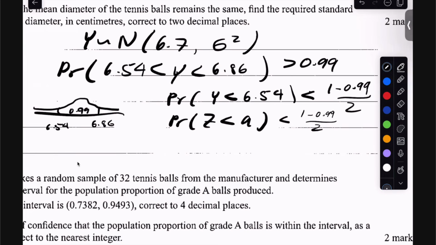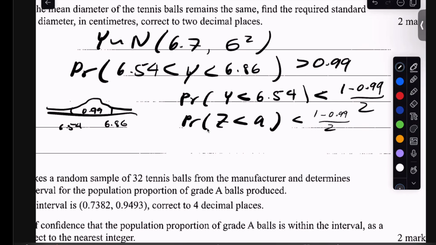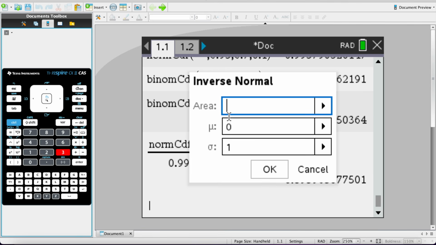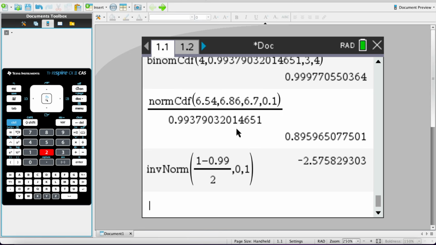So we need to find that value. What is that a value? Let's find it. So inverse normal, menu 553. The area is (1 minus 0.99) over 2. The mean is 0, standard deviation is 1. And so z, or a, our a value is negative 2.576. How many decimals? They want 2. So it's 2.58, that's all right.